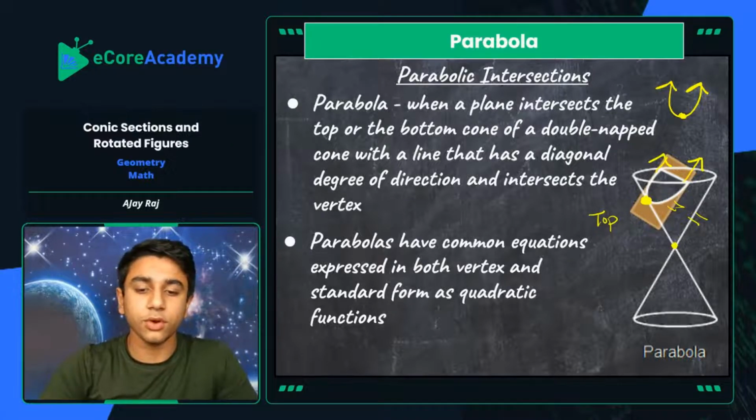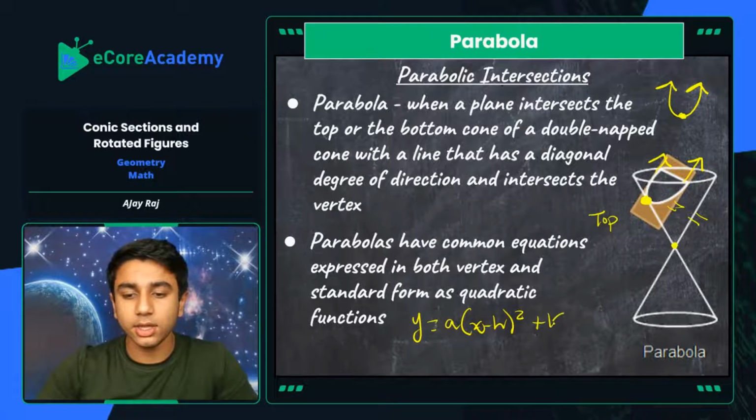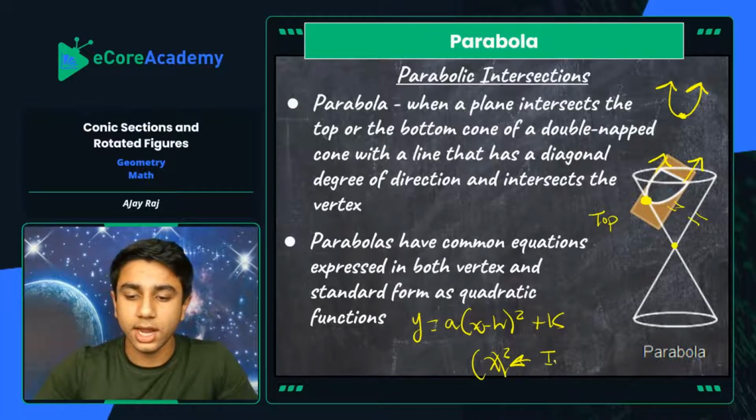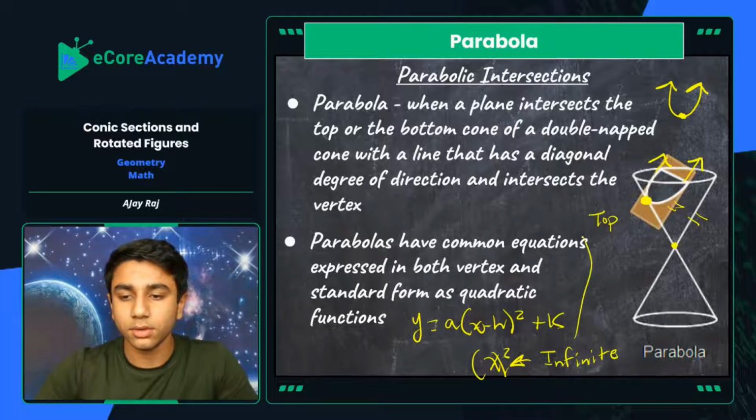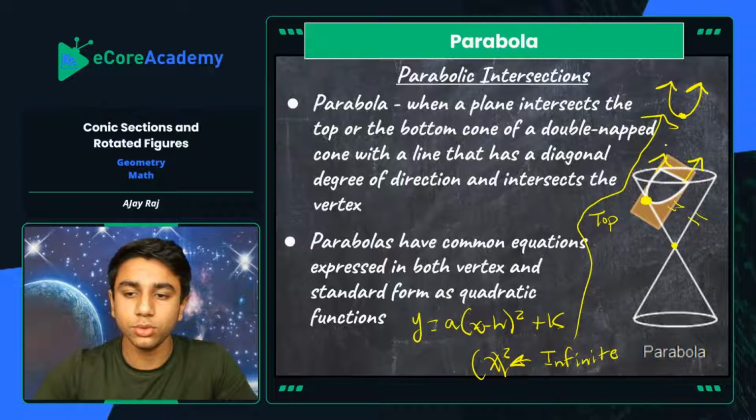And of course, we have our two forms, which are vertex and standard form, which we will get into in our specific lessons. But I'm sure you're familiar with vertex form, which is y equals a times x minus h squared plus k, in which x is always being squared. X will always be squared, and that's where this whole property of infinite comes from. Right here. This whole property of infinite doubles. So infinite doubles two lines that extend infinitely.